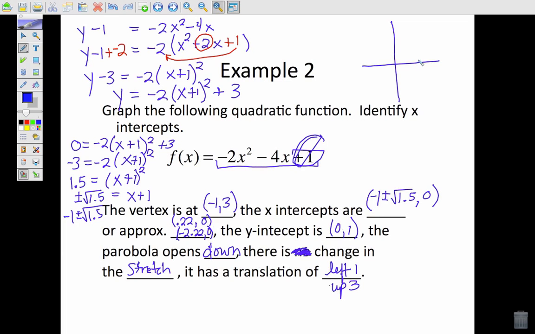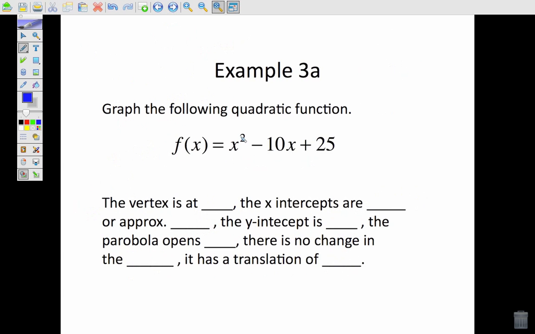All right, here's what the graph would look like. Negative 1, 3, vertex. X-intercepts are at 0.22 and negative 2.22. And you have the expression here. It was crossing the y-axis at 1, and so that can also help you. All right, there you go. There's the sketch of that graph.